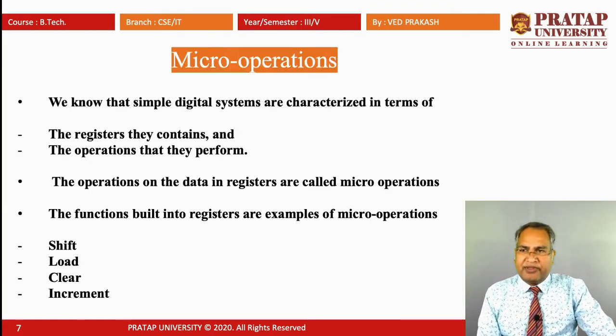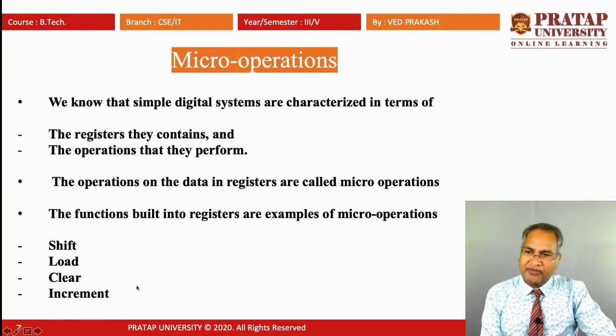Now, what are micro-operations? We know that simple digital systems are characterized in terms of their registers and operations: the registers they contain and the operations that they perform. These two things are compulsory to characterize a digital system. The operations on data in registers are called micro-operations. The functions built into the registers are examples of micro-operations. For example, shift, load, clear and increment are known as micro-operation functions.